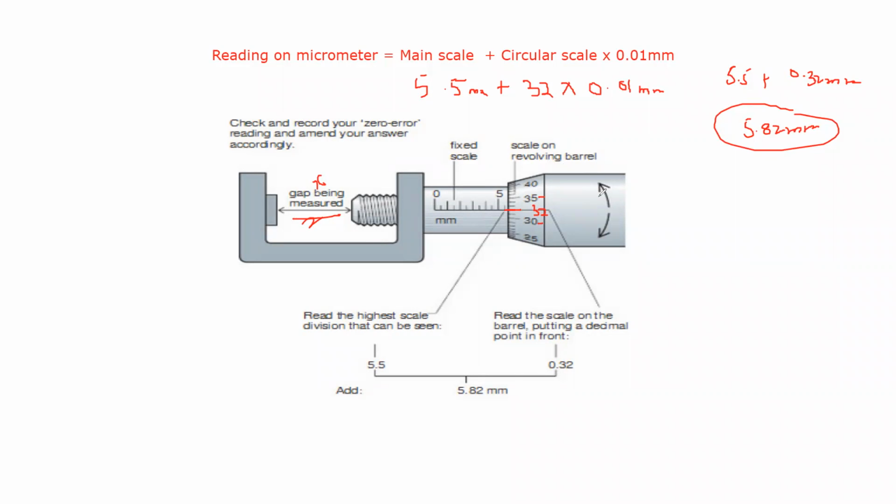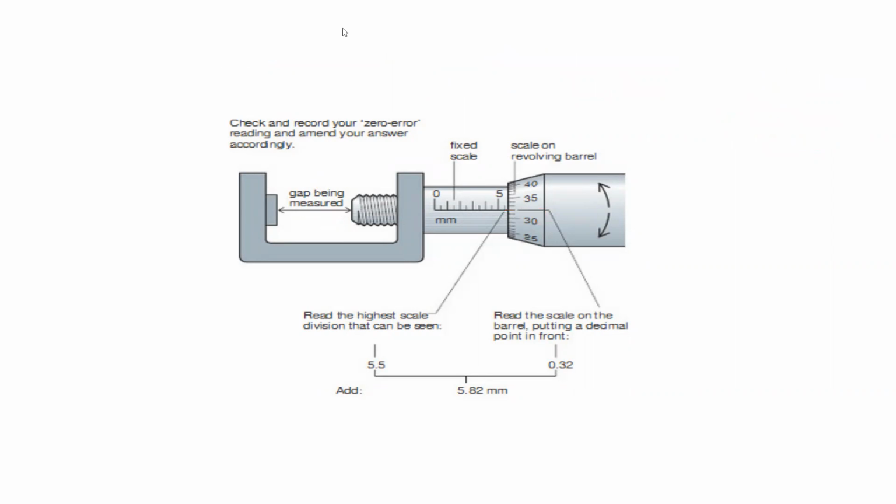Then again, there is an error in a micrometer because we use our eyes to read the scale. So whenever we are reading a micrometer, we should always look perpendicular. But how to look perpendicular? If I'm reading a main scale, I should look perpendicular like this. If I'm reading a circular scale, I should look perpendicular from this point. So in both cases, because this is a main scale, we are looking perpendicular. This one is a circular scale, we are looking perpendicular.